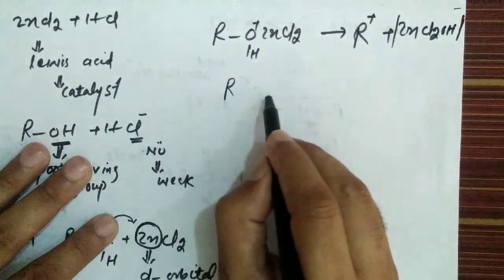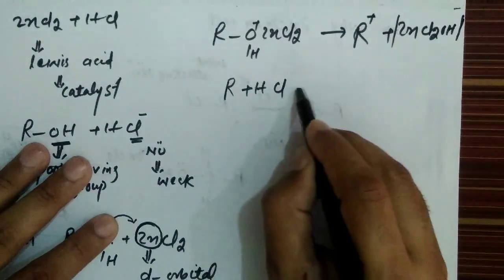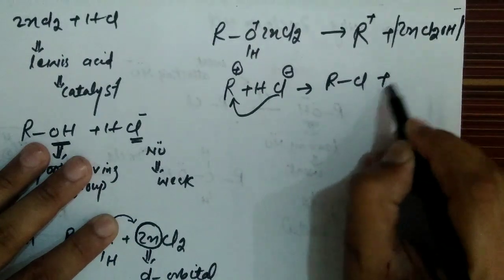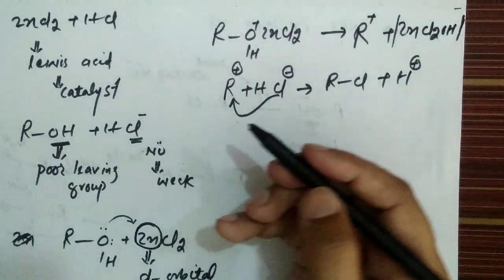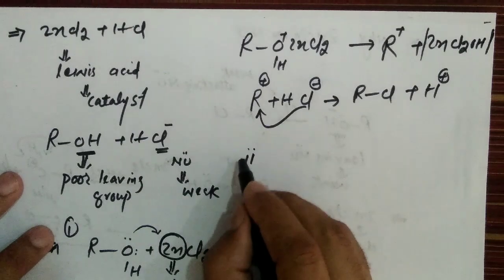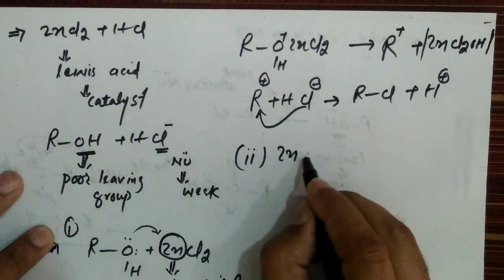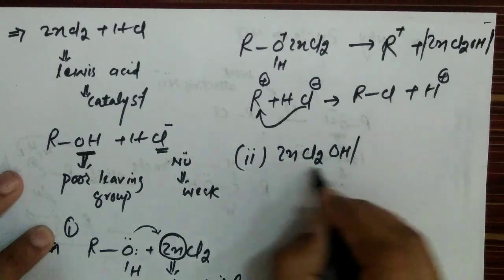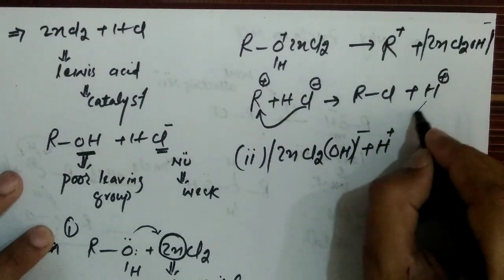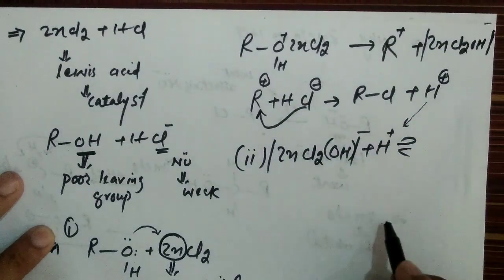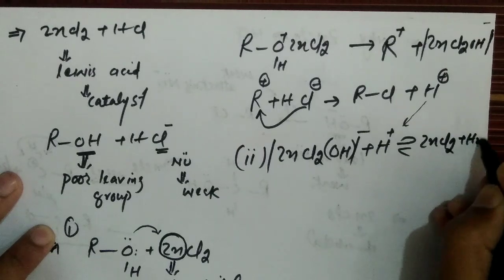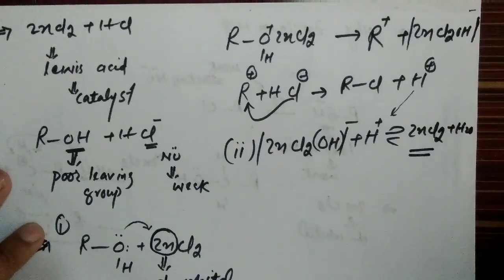Now we have HCl, positive, so negative attack here, R bond Cl plus H positive. This was the first step, which starts from here. Now next, second step, ZnCl2OH whole negative plus H positive. From here it forms ZnCl2 plus H2O. So this shows ZnCl2 acts as a catalyst.